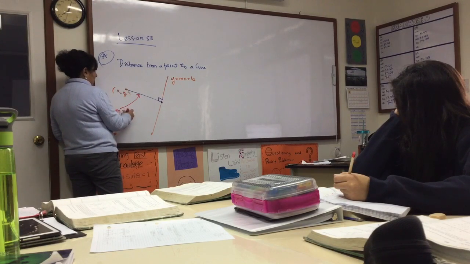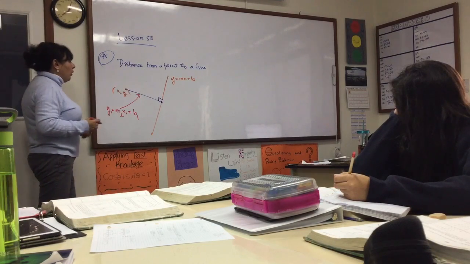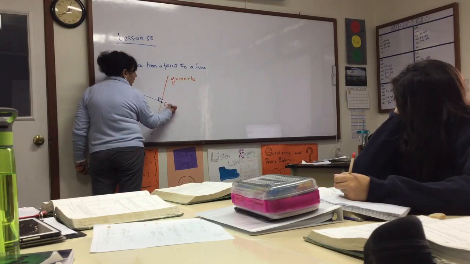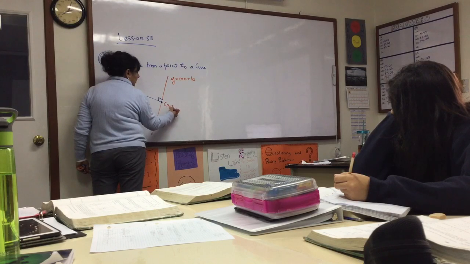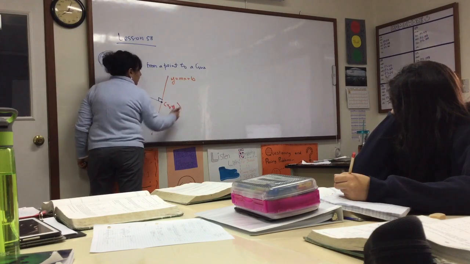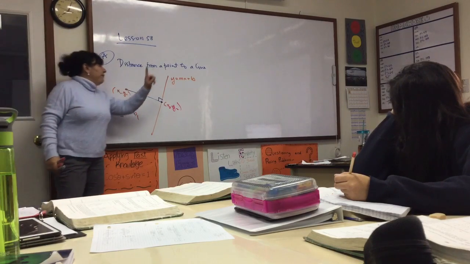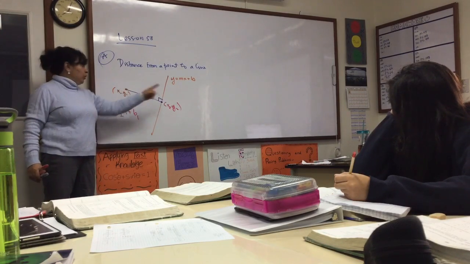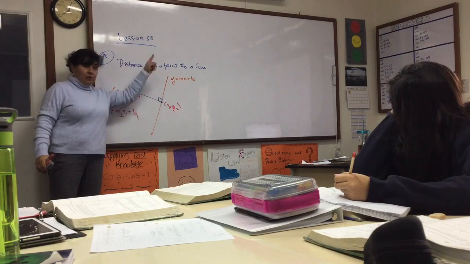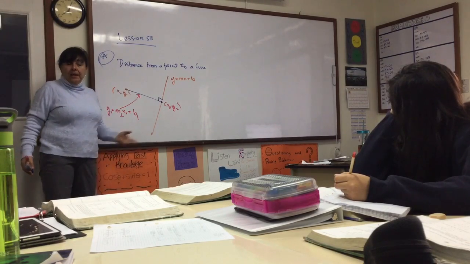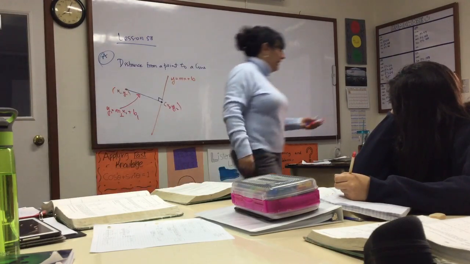So I have to find this point right here. And how do I find that point if I have the equation of the line? You find the intersection of the 2 lines. You solve, right? So let's do one so that makes sense.